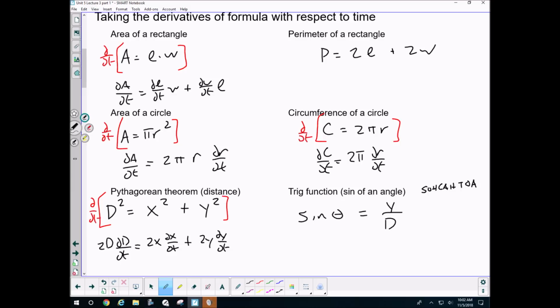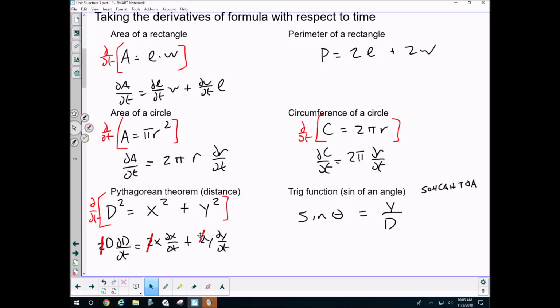Oh my goodness, they all have 2's. I could cancel out each of these 2's. So you just have D dD/dt equals x dx/dt plus y dy/dt. Okay? And you can kind of understand what this is telling me. The change in the circumference of the circle depends on the change in the radius of a circle times this constant 2 pi.